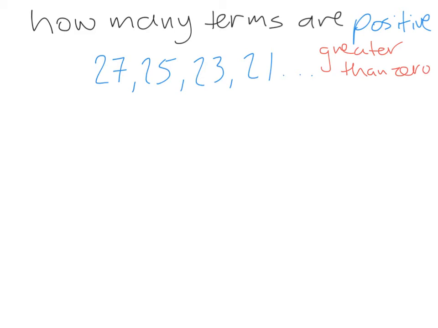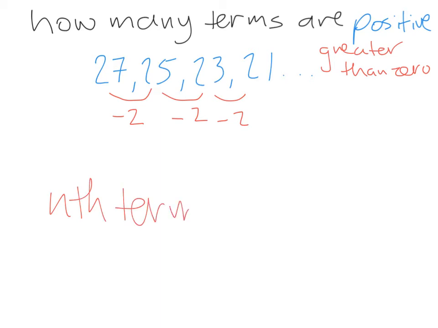In order to do this, we first have to find the nth term. To find the nth term of an arithmetic or linear sequence, we start off by finding the difference between each term. To get from 27 to 25, it's minus 2. From 25 to 23, minus 2. 23 to 21, minus 2. So our nth term is minus 2n. That's the first part of it.